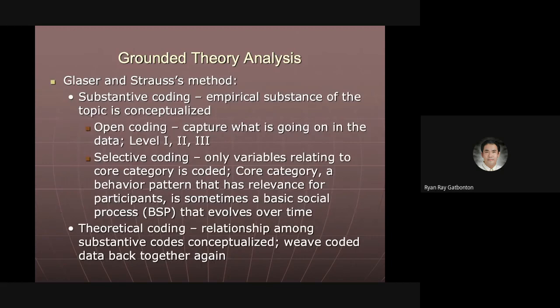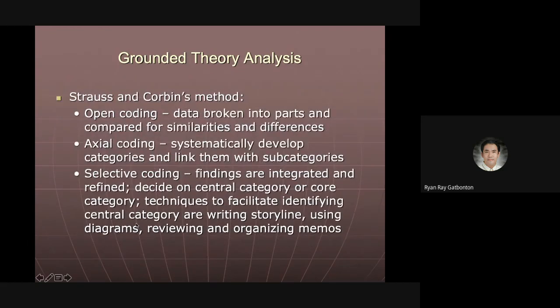Okay? So in the Glaserian approach, we have open coding, selective coding, and theoretical coding. But in the Straussian method, there are axial coding and selective coding. Okay?